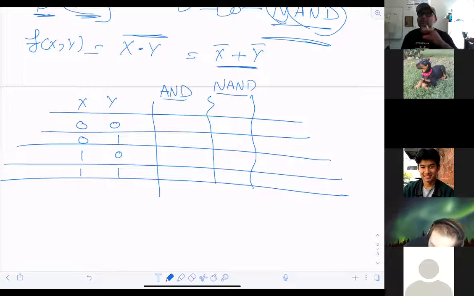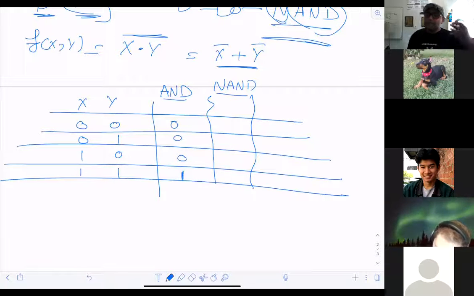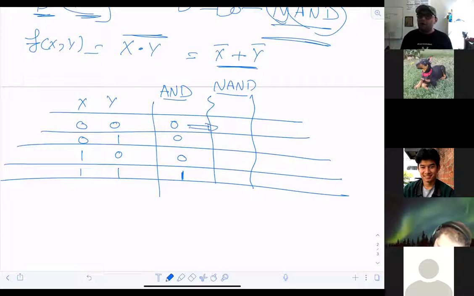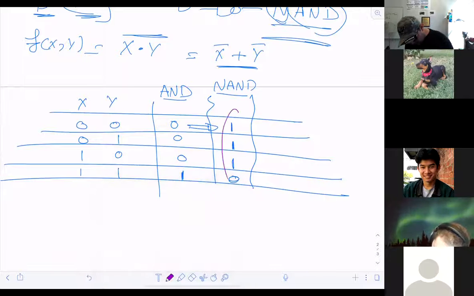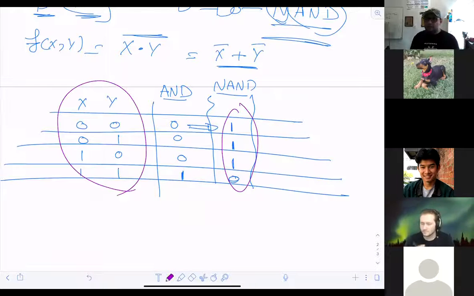In AND, we said if both of them exist, that means there is an output. So here is one. Other than that, none of them exist as an output, right? But we said that NAND is just an AND followed by a NOT gate. Do you guys agree? So pretty much I can flip every single output state. So zero will be one, zero will be one, zero will be one, and one will be zero. So this one, based on this combination, is the truth table describing the NAND gate. That makes sense to everybody?